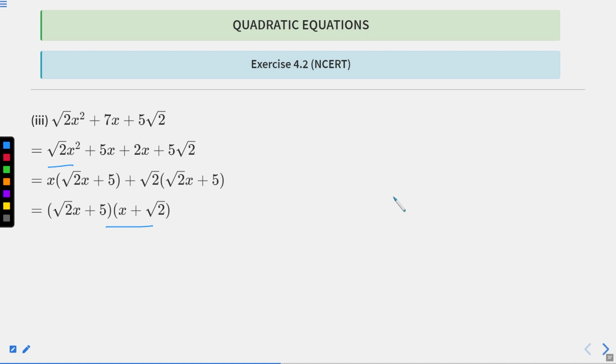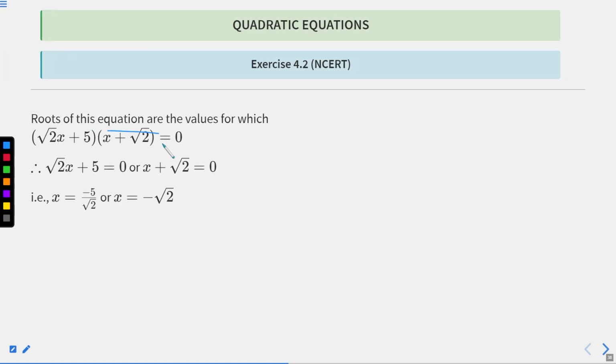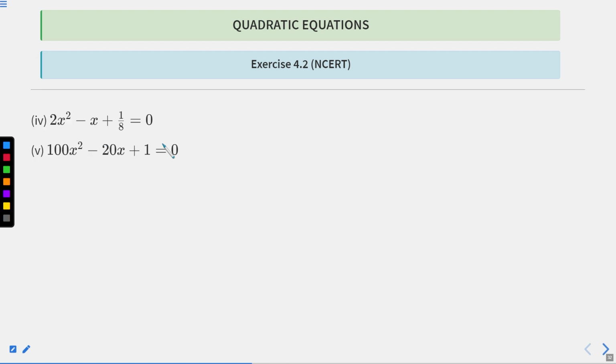Now the roots of this equation are the values for which (√2 x + 5)(x + √2) is equal to 0. Therefore √2 x + 5 = 0, or x + √2 = 0. That is, x = -5/√2 or x = -√2. So therefore the roots of this quadratic equation are -5/√2 and -√2. And now let us see the next quadratic equation.